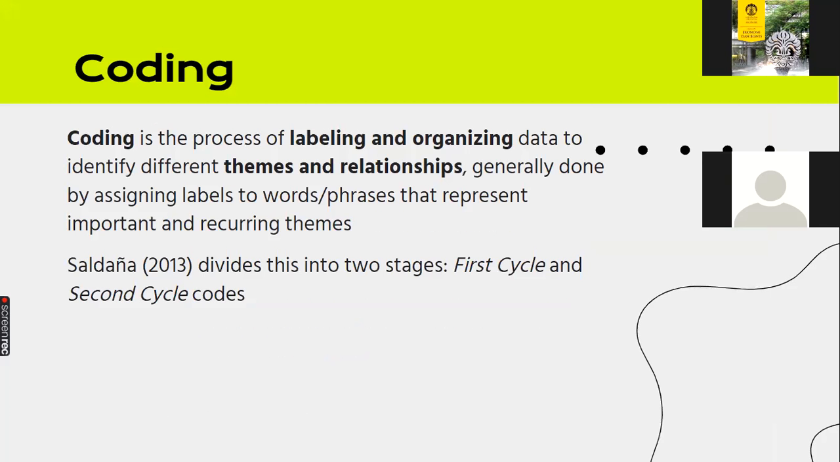So as a method of studying and analyzing their data, and to make it easier in a way, is by using something called coding. Coding is the process of labeling and organizing data to identify different themes and relationships. This is generally done by assigning labels to words or phrases that represent important and recurring themes. According to Saldana in 2013, coding can be divided into two main stages, the first cycle and second cycle codes, which we will discuss in this presentation.